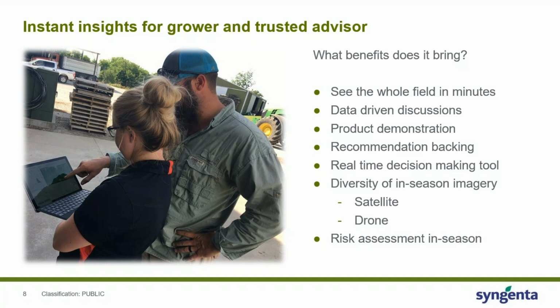And a key one has been the risk assessment in season, being able to map out areas where you have had hail damage, green snap, areas particularly this year where they were flooded with water, and measure that and provide that as part of your insurance claim. So accelerating the insurance claim process and making it more efficient.